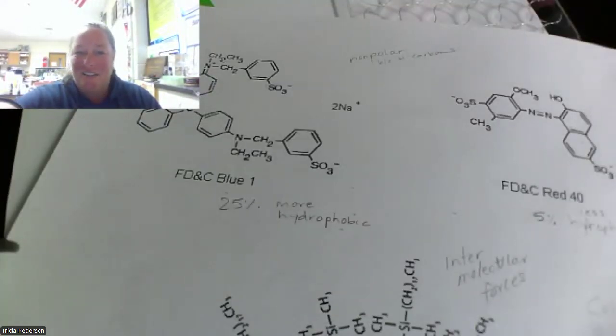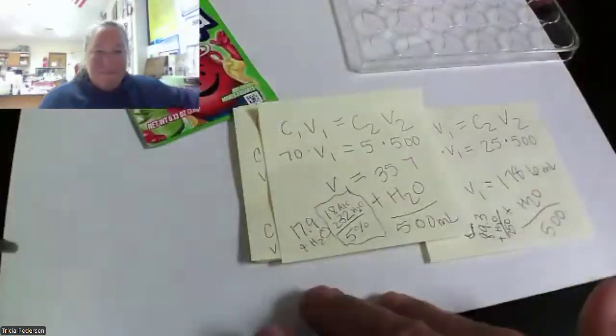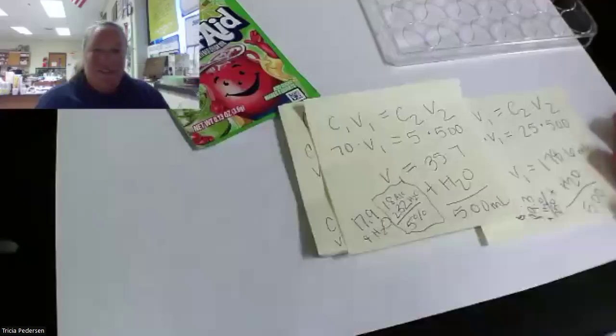The 25% conversions were... I have them right here. You started out with 178.6 milliliters, and then you added 321.4 milliliters of water. And then we halved that.